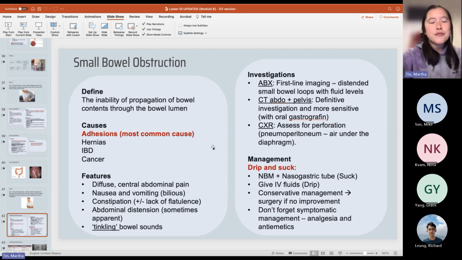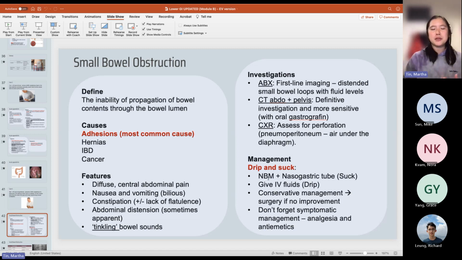So investigations, the first thing you'd want to do is an X-ray of your abdomen, and then you'll see distended small bowel loops. If you've had any radiology teaching, you might know that the definition of distended small bowel is anything over 3 centimeters. We'll talk a little bit about how you tell whether the bowel you're seeing is small bowel or large bowel in a second. But you do an abdominal X-ray first, and then you might do some bloods. You might do a chest X-ray as well if you're suspecting perforation or pneumoperitoneum. And sometimes you can do a CT as well, but I think this is a bit less common.